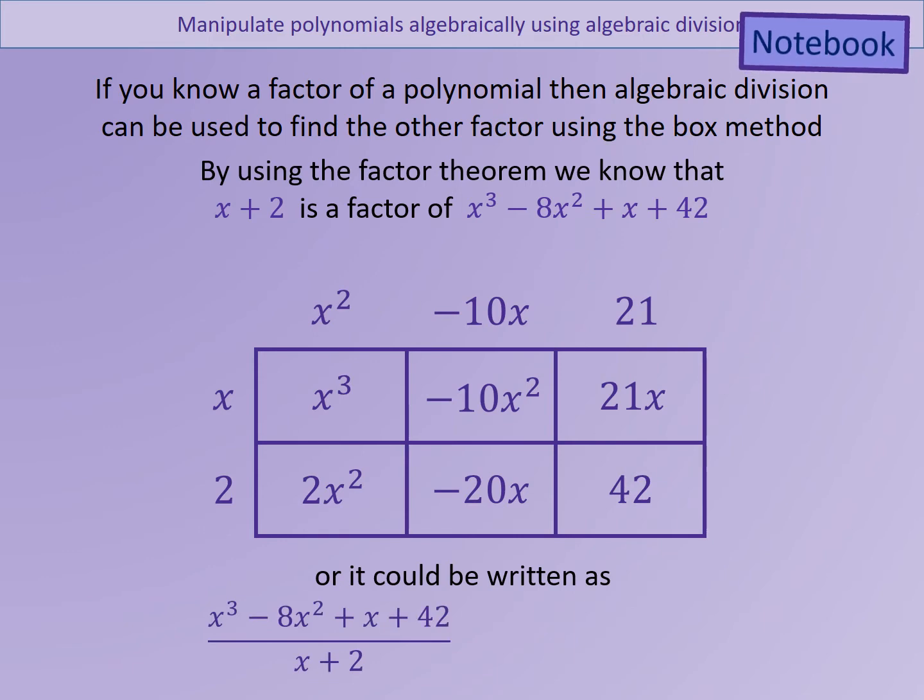The other way that it could be written is if I divide the cubic by x plus 2, it gives me this quadratic, and again, no remainder.